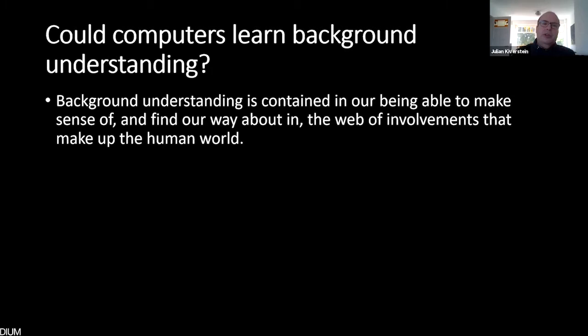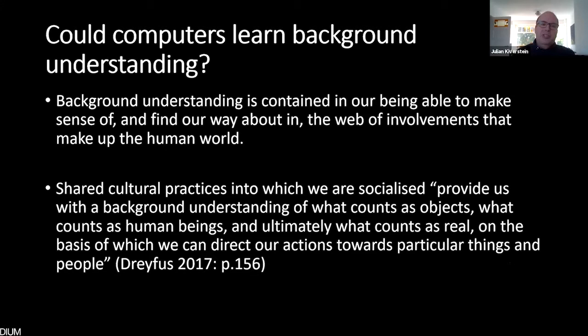So just to remind you what background understanding is again, it's contained in our being able to make sense of, find our way about in the web of involvements that make up the human world, what Federica is going to call the life world in her talk. Those shared cultural practices into which we're socialized provide us with a background understanding, here's Dreyfus, of what counts as objects, what counts as human beings, and ultimately what counts as real, on the basis of which we can direct our actions towards those particular things or people. So we're able to comport ourselves in ways that make sense given these shared cultural practices, because we embody a background understanding in our skills for engaging with networks of equipment, with forms of social coordination. And that kind of shared background understanding is something that humans have, but machines I don't think have yet.